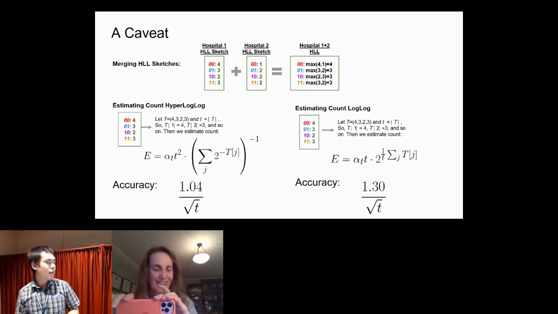There is some cost to this. The accuracy of the fancy estimator is about 1.04 over the square root of the number of buckets, whereas the one on the right is 1.3 over the square root of the number of buckets. But that blow up doesn't really matter much at this point when we're using homomorphic encryption.